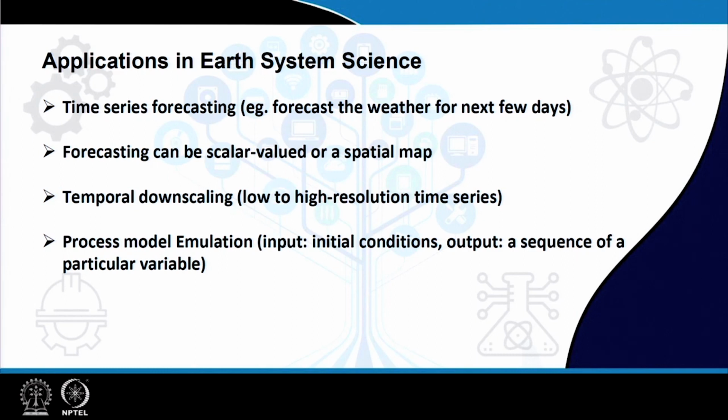And finally, in case of process model emulation, we set some initial conditions for a particular model that simulates some geoscientific phenomena, let us say some hydrological model, and the expected output from that model is a sequence of a particular variable, say the temperature. The aim of process model emulation is, without actually running the simulation model, to predict its output based only on its initial conditions. So this is again a sequence prediction problem for which we can use the concepts discussed earlier.